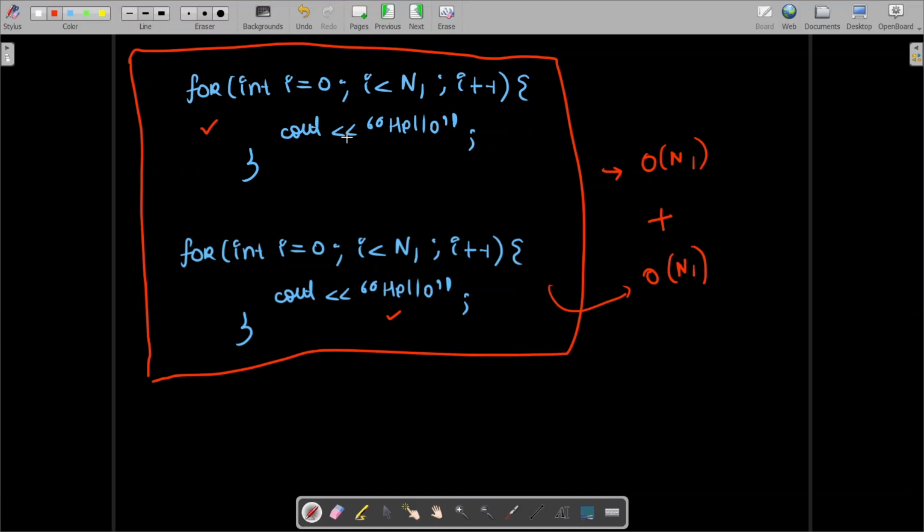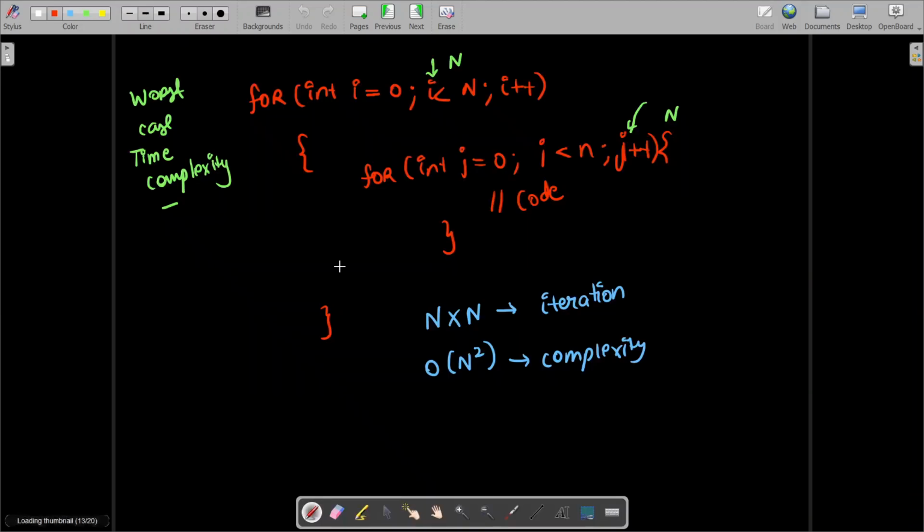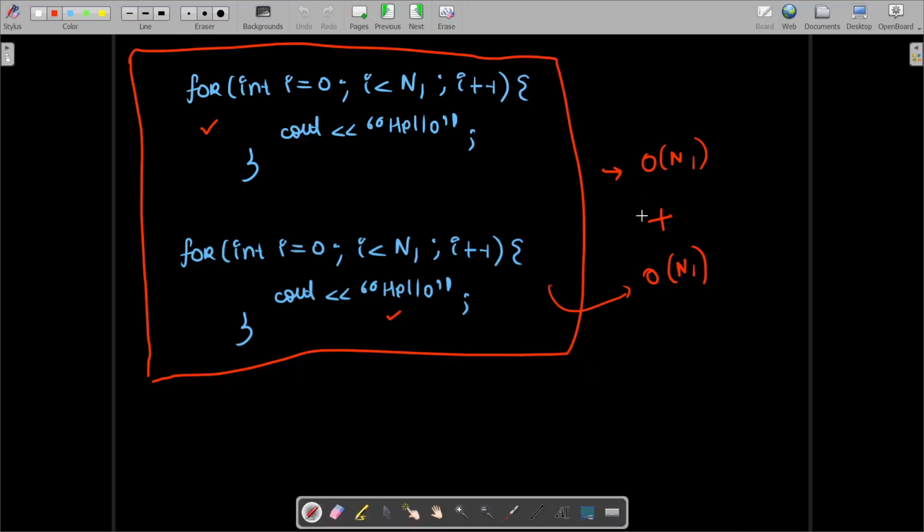This will separately run n times. This will separately run n times. They're independent. For each i, this loop will run, so this is n squared, and this is O of 2n, you can say, which reduces to O of n.